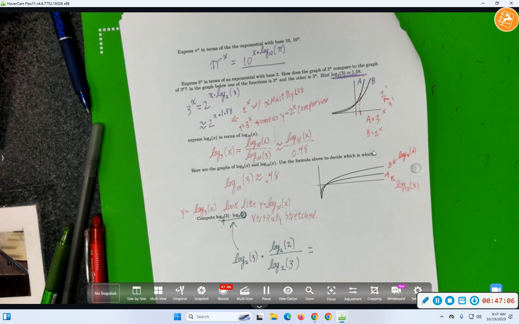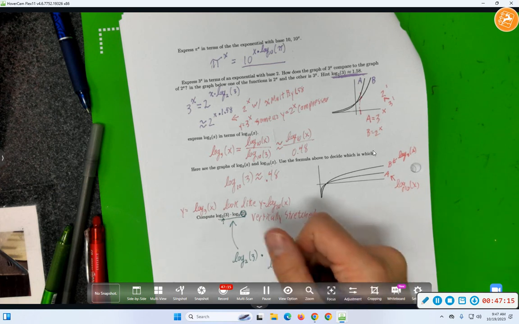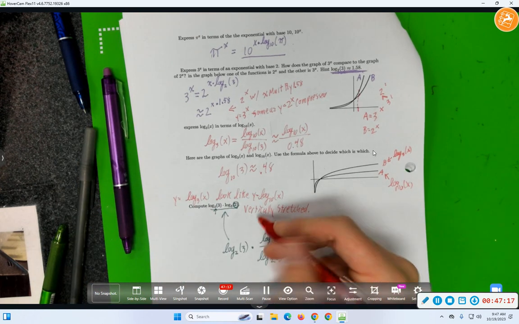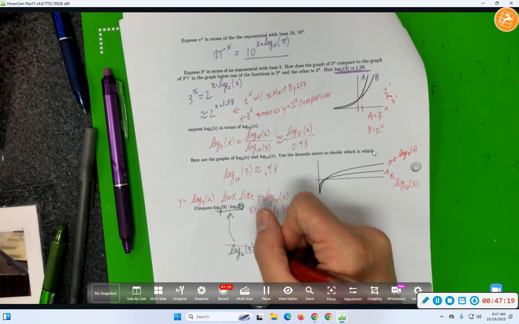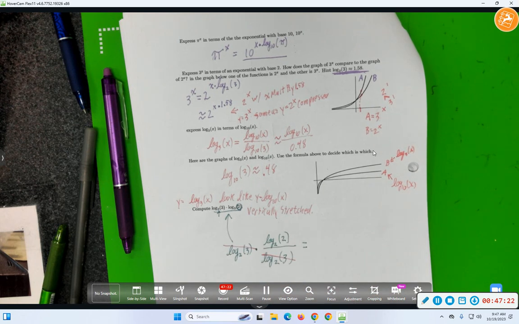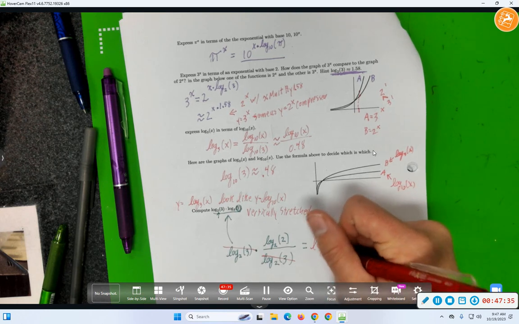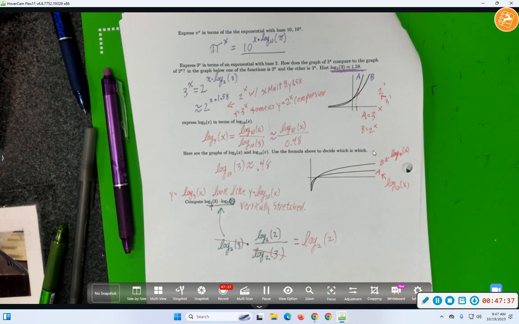See anything that cancels? What do you see that cancels? Log base 2 of what, though? Log base 2 of 2. Good. All right, just log base 2 can't cancel because that's like a function. So those two are the same. I don't know what log base 2 of 3 is. I guess it's somewhere between 1 and 2 because 3 is between 2 and 2 squared. But that doesn't matter. Whatever it is, it cancels. And you wind up with just log base 2 of 2. And what is the log base 2 of 2?